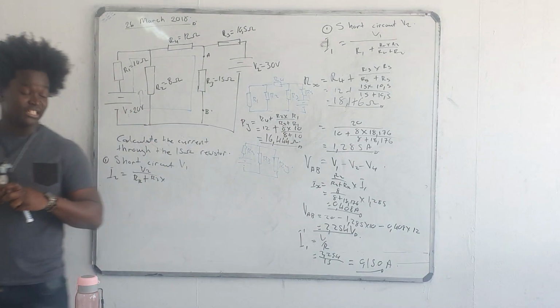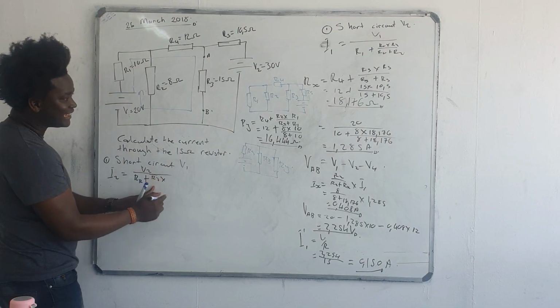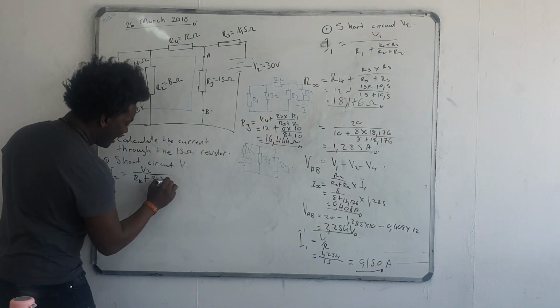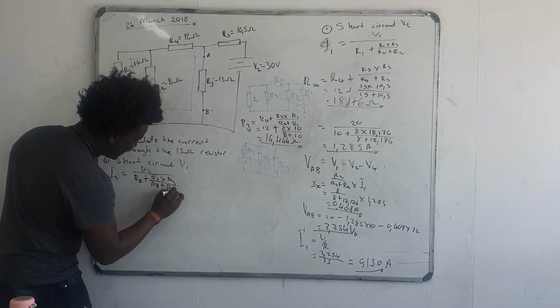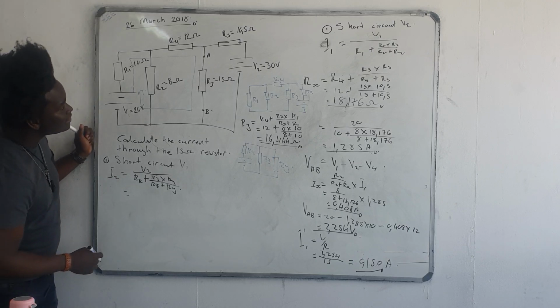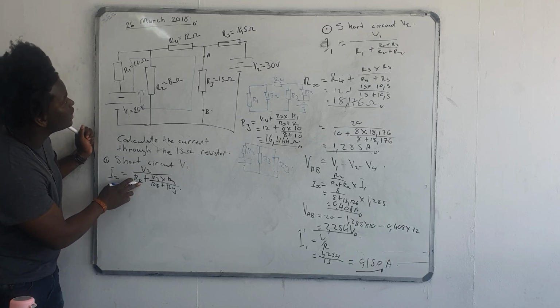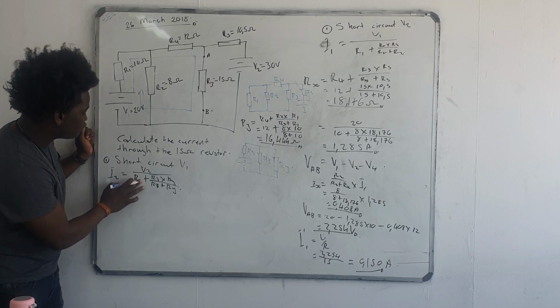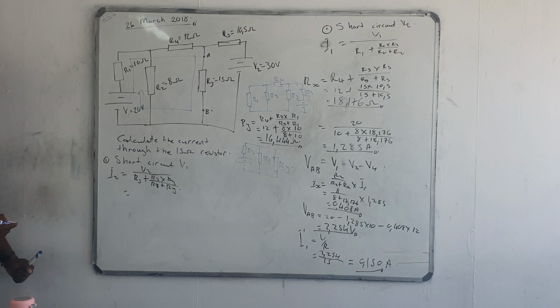Are we together? This is what our new circuit now looks like, right? It's going to be R3 multiplied by our RY, divided by R3 plus RY. So from here onwards now, this is supposed to be R5. R5 is in series.